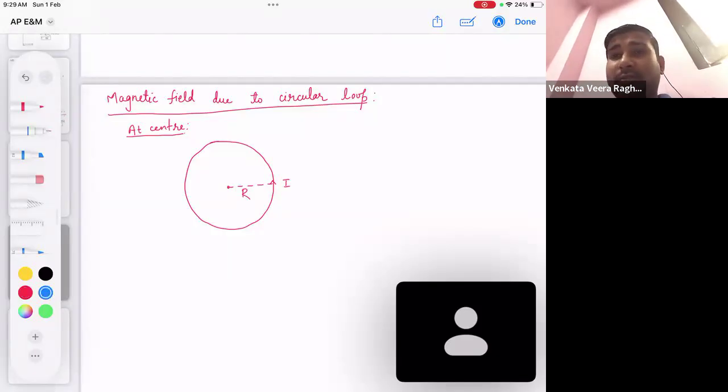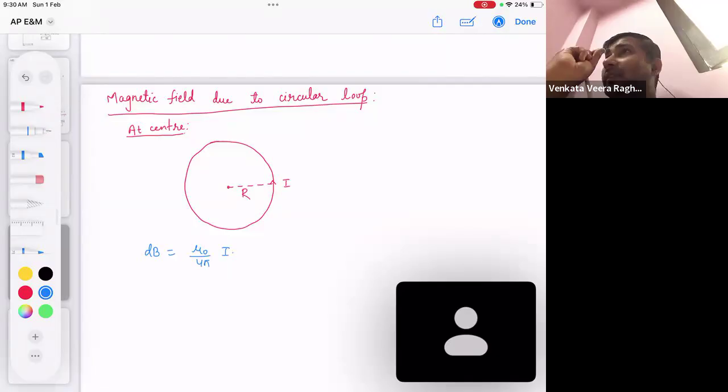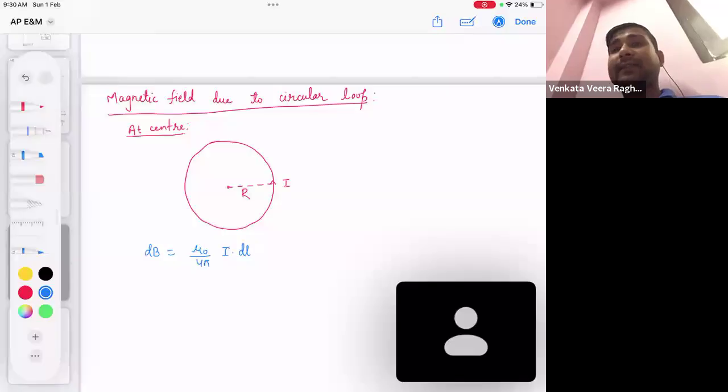So what will be the small magnetic field at the center? Mu naught by 4 pi, I dl. Dl means what? A small part of the loop, a small part of the conductor. So dl, I dl sine theta. Sine theta means what?